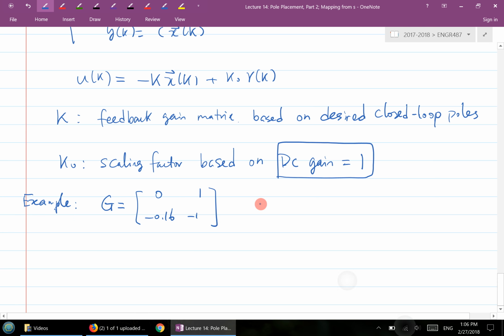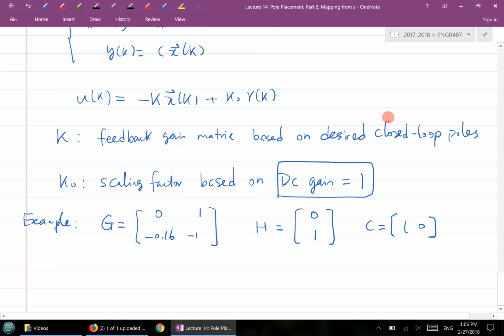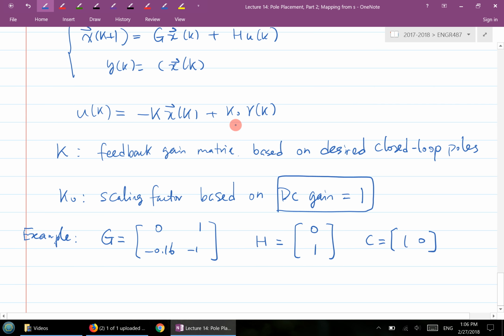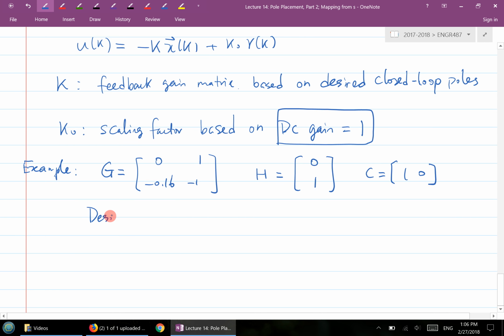Okay, given a system matrix G and H and output, a very simple matrix system here, I want to design a closed loop feedback reference control system. So basically I want to figure out this K and this K naught here. The system tells you to place the desired poles at Z1 and Z2 equal to 0.5 plus or minus J0.5. So here's our desired pole location.